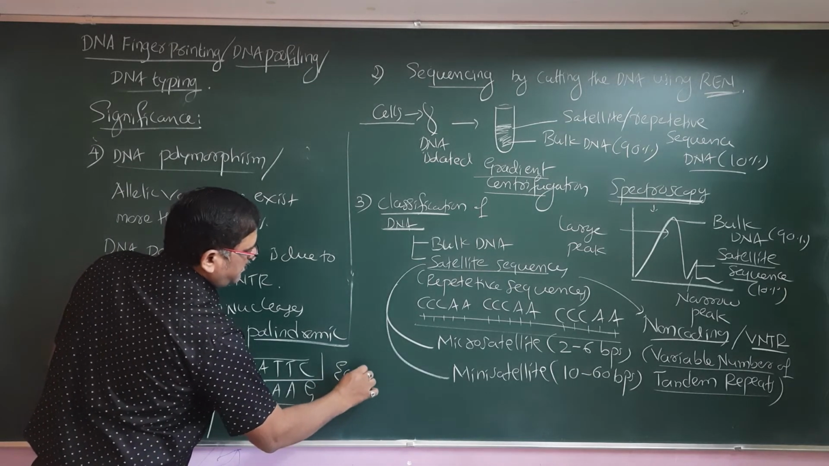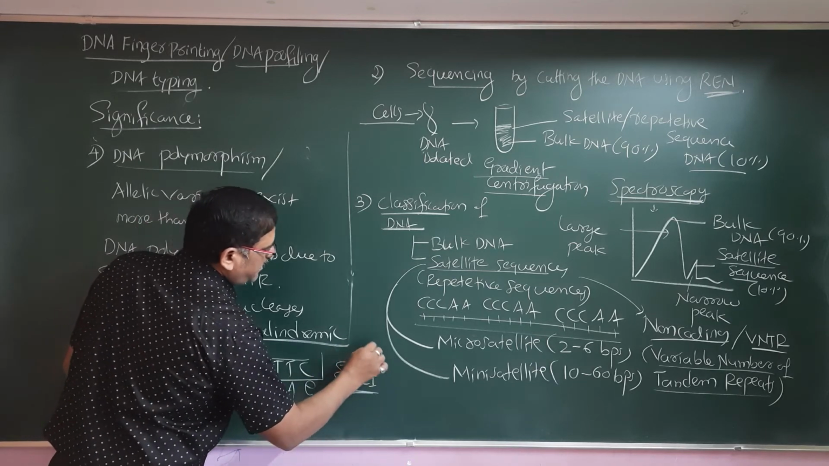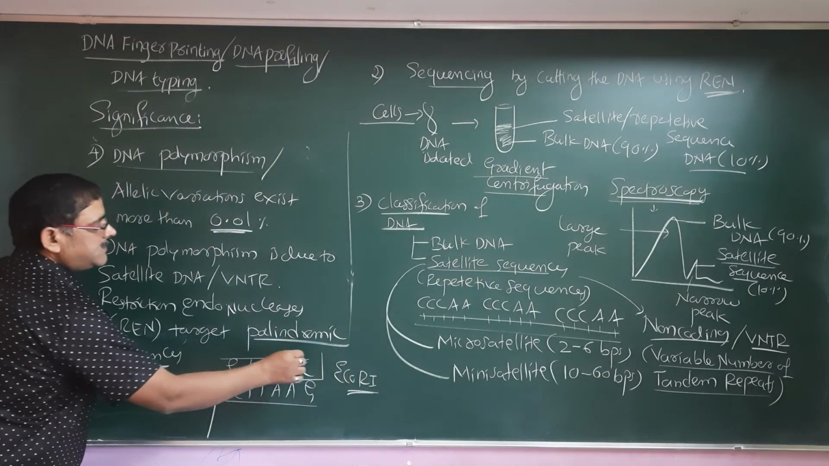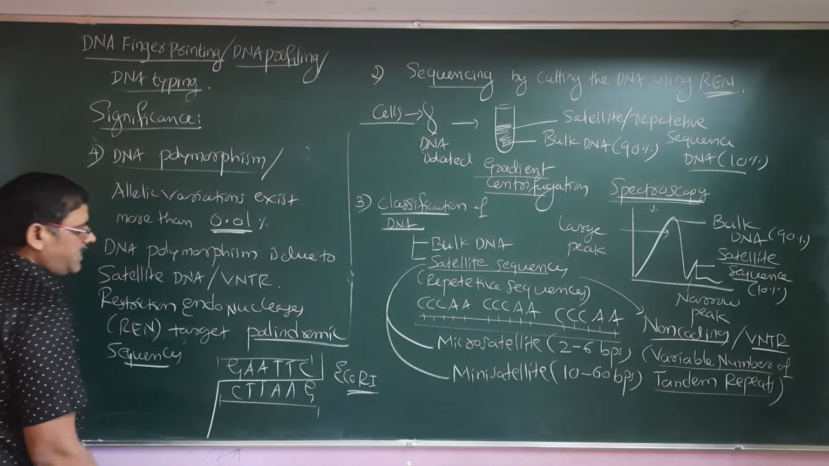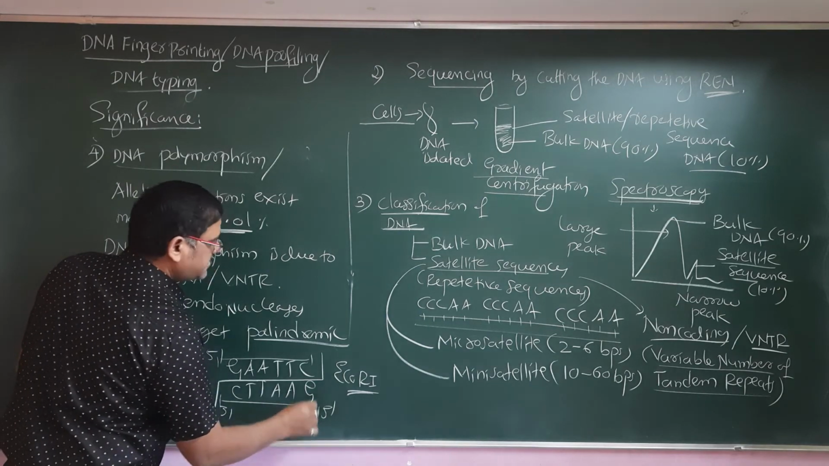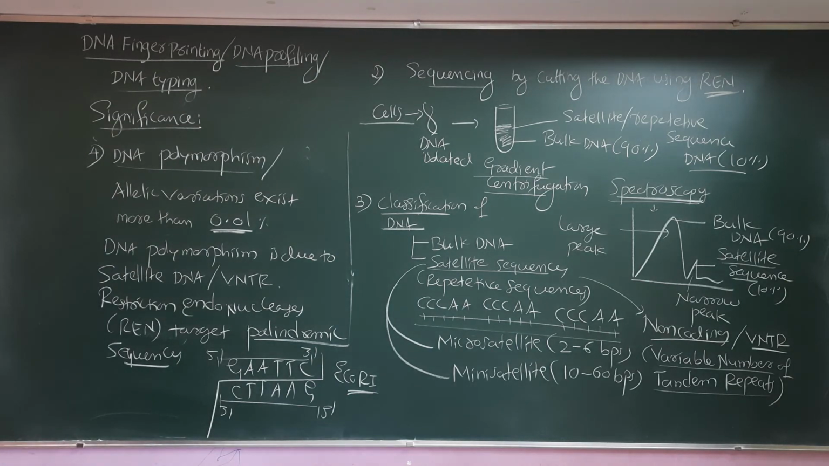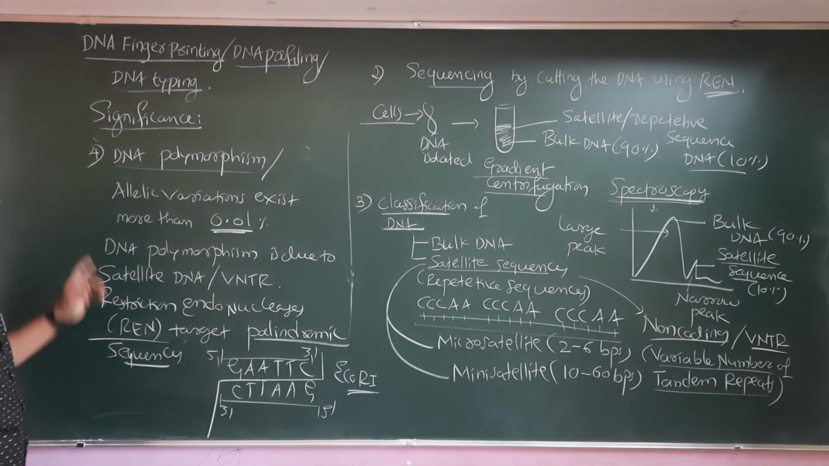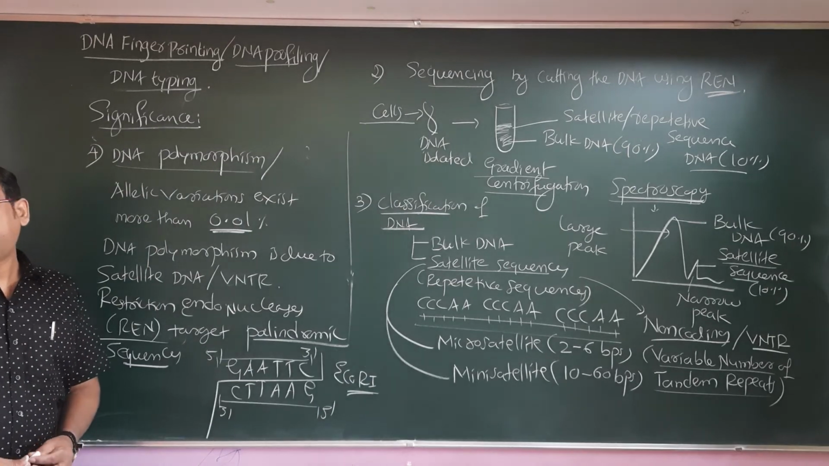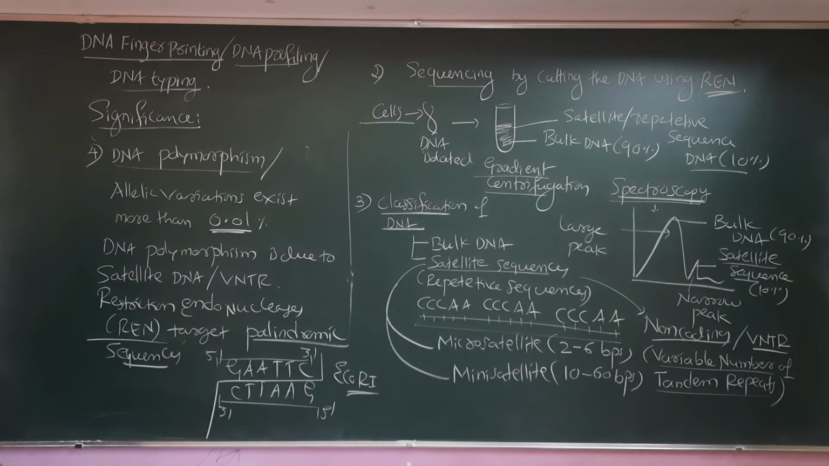EcoRI is a type of REN which cuts the DNA at these sequences. It is 5 prime, 3 prime, and here 5 prime and 3 prime. Like this it can cut. So we are using this variety of restriction endonucleases, cutting the DNA and identifying the DNA polymorphism, mainly by targeting the satellite sequences.